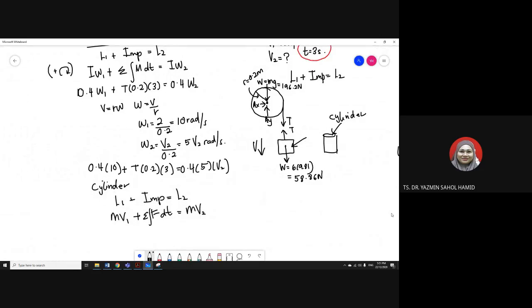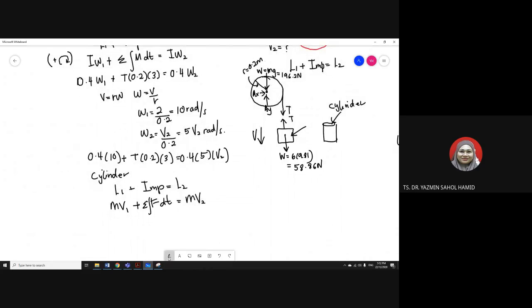Okay, now for this one, it doesn't matter. We can assume up positive or down positive. But usually we always assume going up is positive. But if you get the answer negative, your early assumption is reversed, that's all. Nothing wrong. This is the assumption.